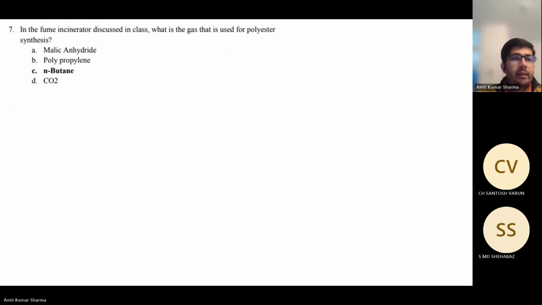Number 7. In the fume incinerator discussed in class, which is the gas that is used for polyester synthesis? So try to remember the class notes and tell me the gas that is used for polyester synthesis. Take just 1 minute to answer it.